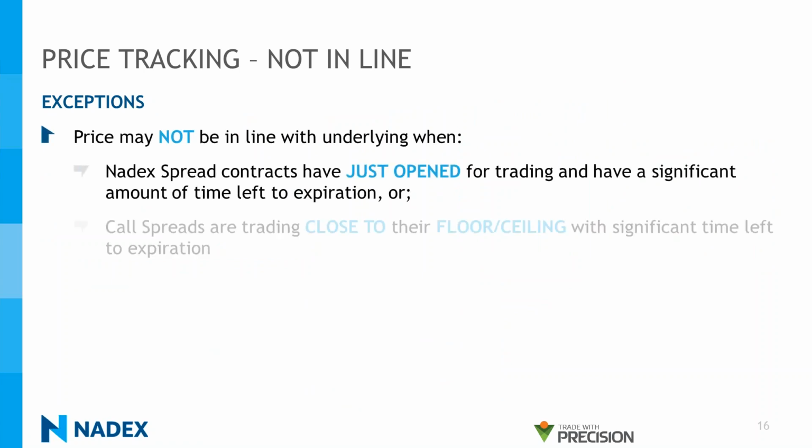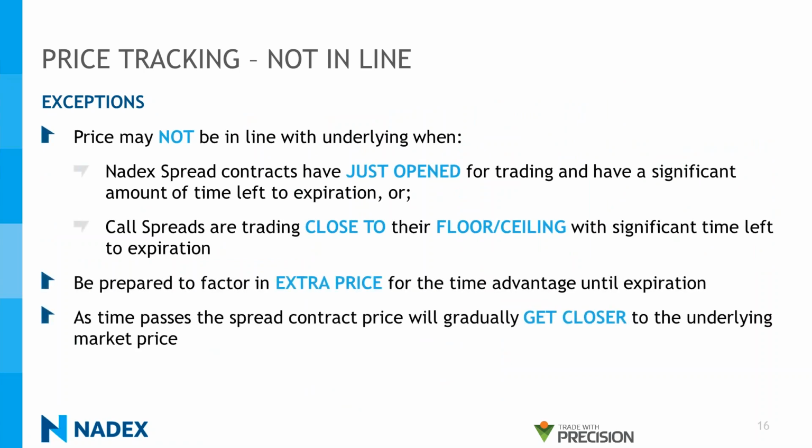There are some exceptions to this rule. Price may not track in line with the underlying market on two specific occasions. The first is when call spreads have just opened for trading and have the majority of time value remaining. The second will be when call spreads are trading close to the floor or ceiling level with a lot of time left until expiration. So in both of these instances, be prepared to factor a premium into the price for that time advantage until expiration. Because as you know, as time passes, the call spread price will gradually move closer to the underlying market price until it's actually tracking in line with the underlying asset and the underlying market price. Okay?